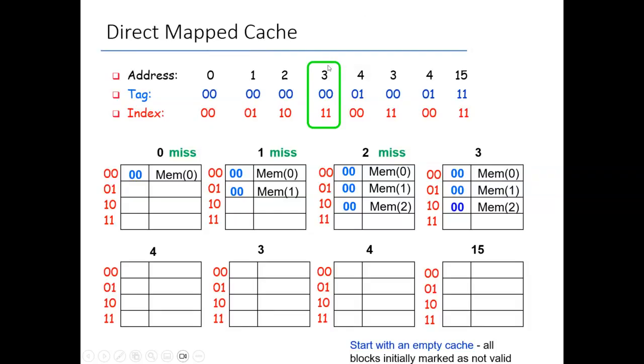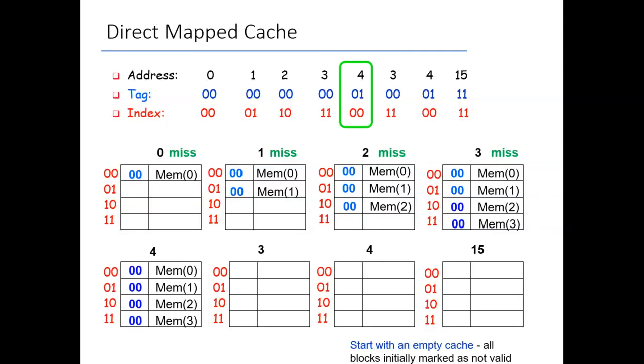So can you see here now we want to access memory block 3. It is mapped to set number 3, so it will go here. What will be the tag field? This memory block 3 will be mapped here. Got it or not got it? Any question? And it will be a miss.